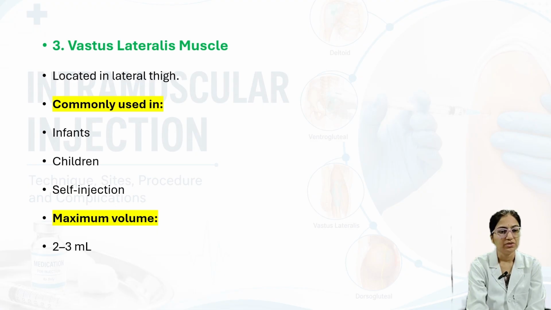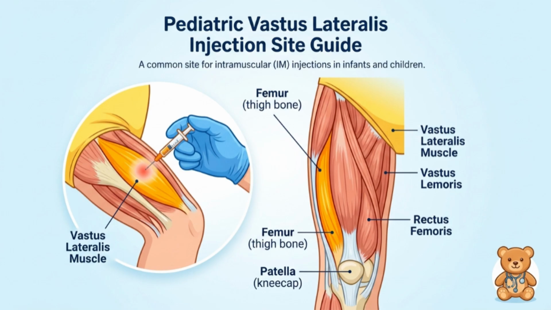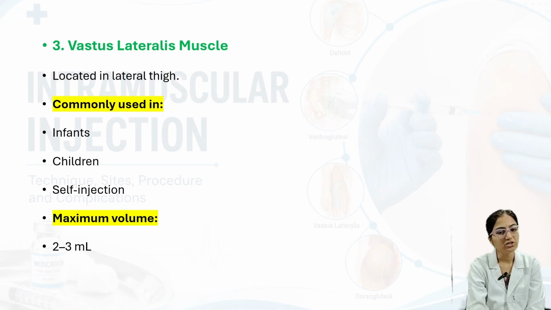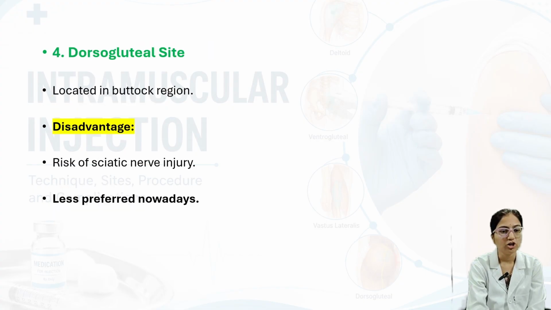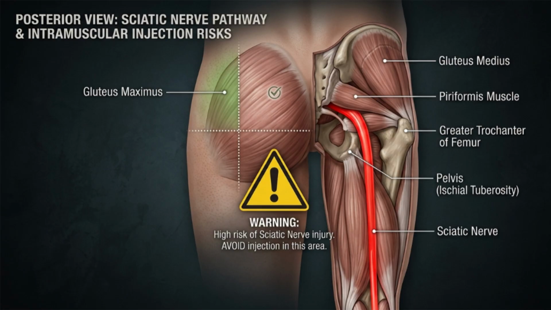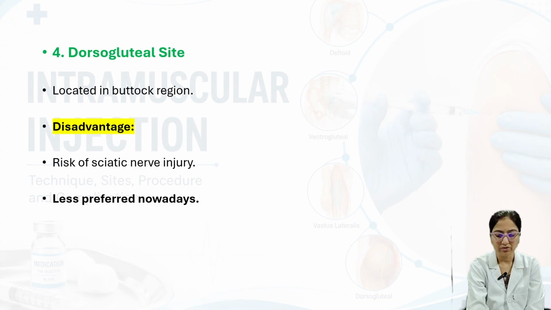Next, we'll see the third site, that is the vastus lateralis muscle. It is located in the lateral thigh, and it is commonly used in infants, children, and for self-injection. Maximum volume here is 2 to 3 ml. Next, we'll see the dorsogluteal site. It is located in the buttock region. The disadvantage is risk of sciatic nerve injury, and it is less preferred nowadays. This is about the dorsogluteal site.